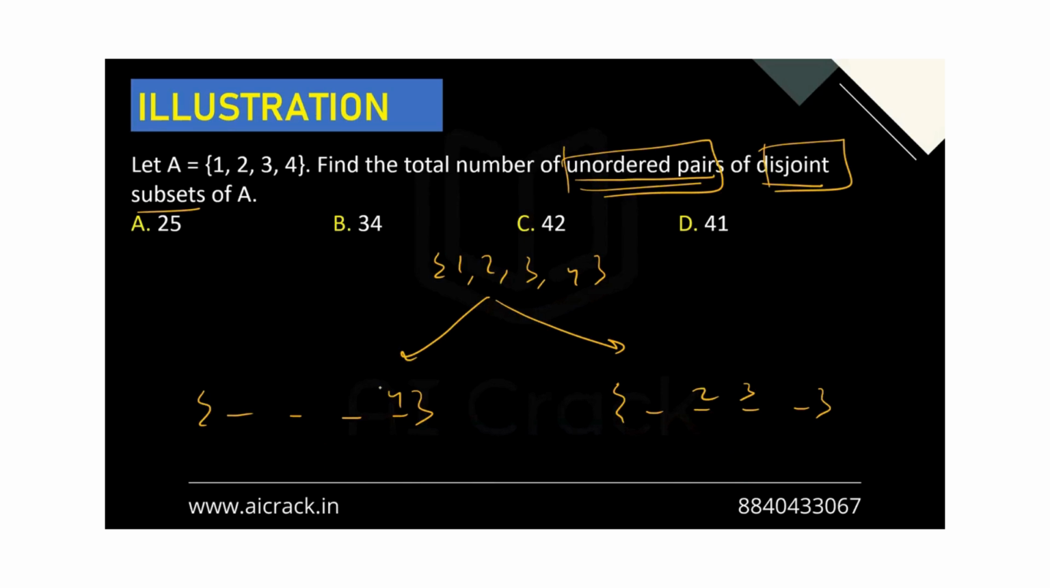What we can understand from this is every single element has three options: to stay here, to go here, or go here. So this one has three options, this one has three options, this one has three options, and this one has three options. Now it comes out to be 3 raised to power 4, that is 81, right?